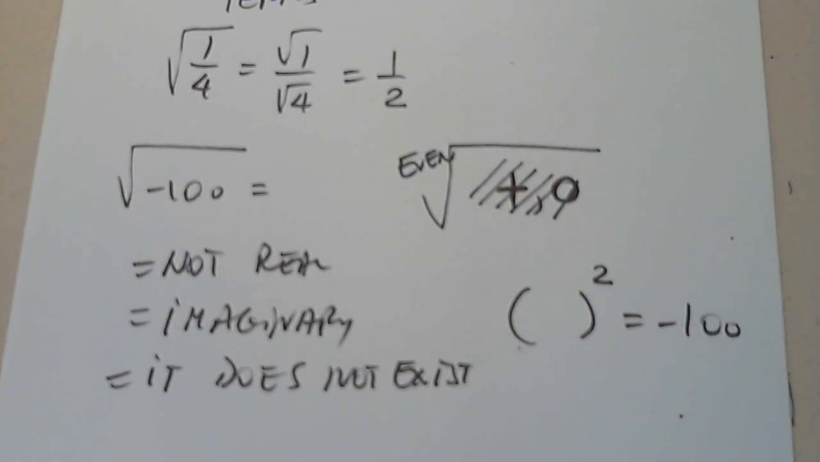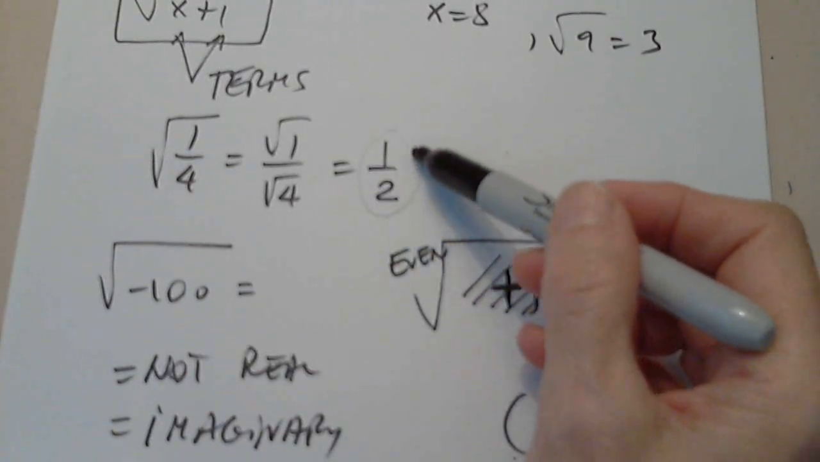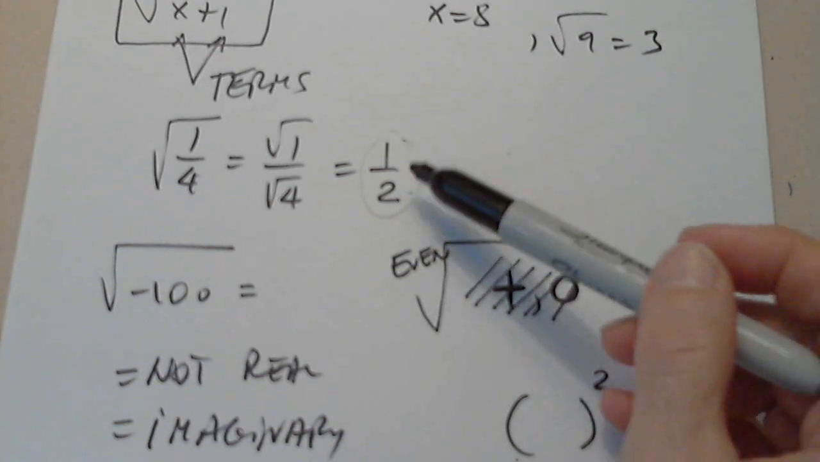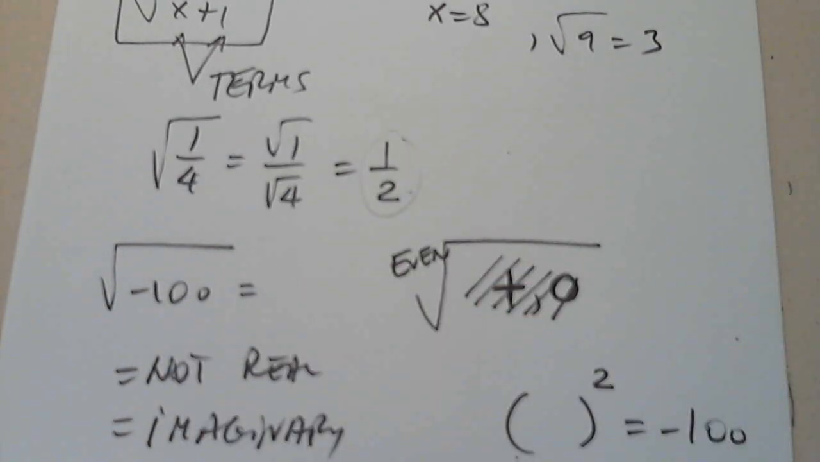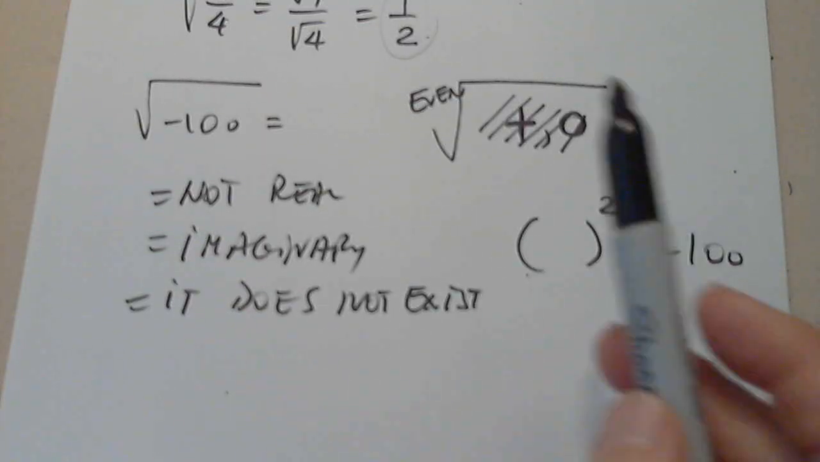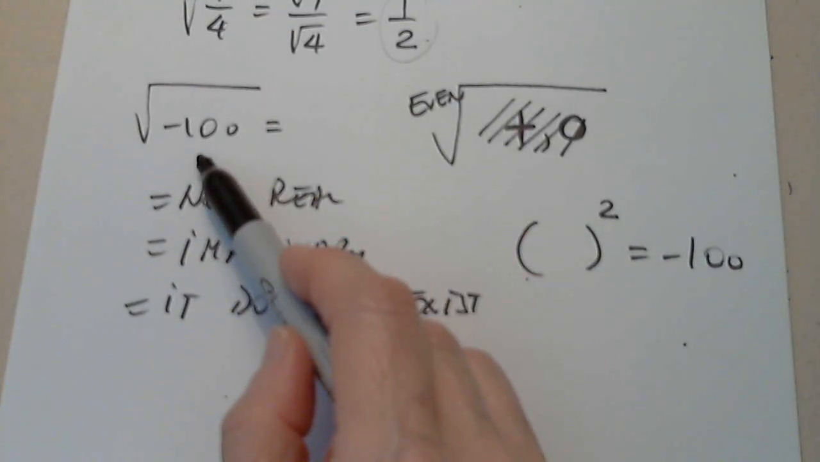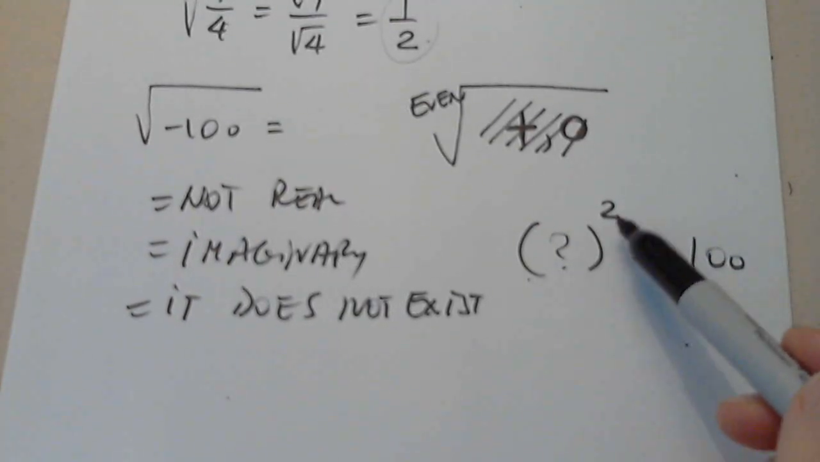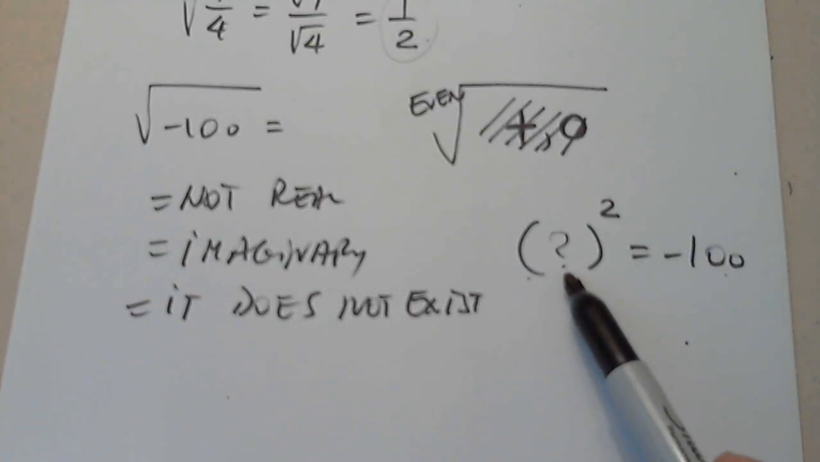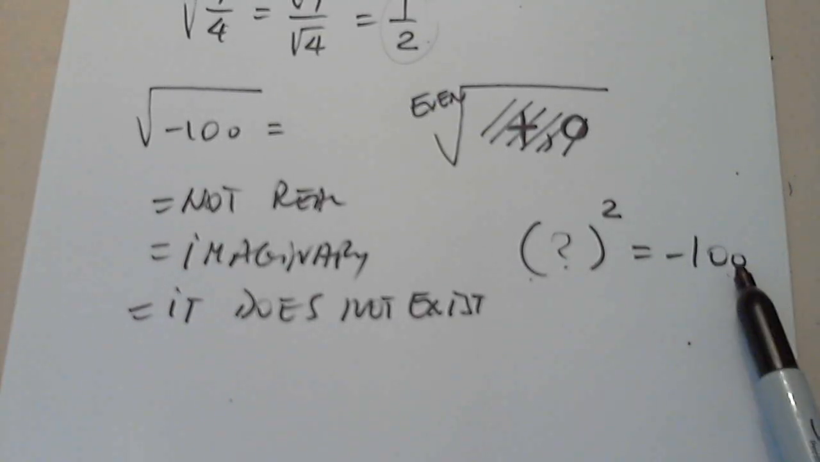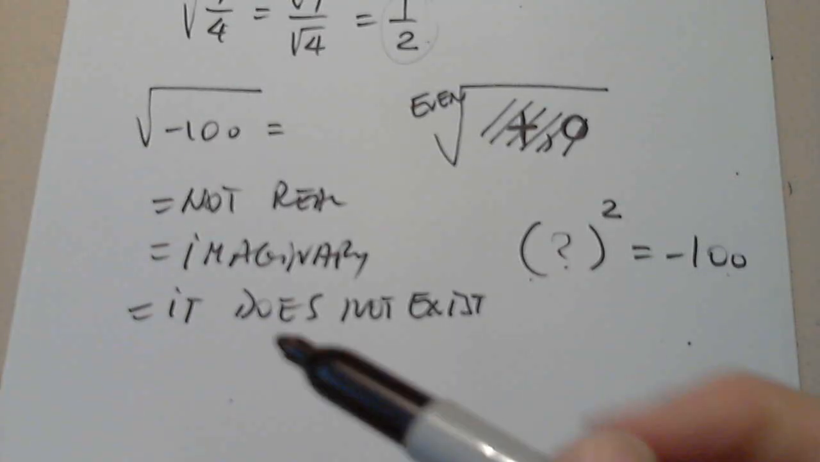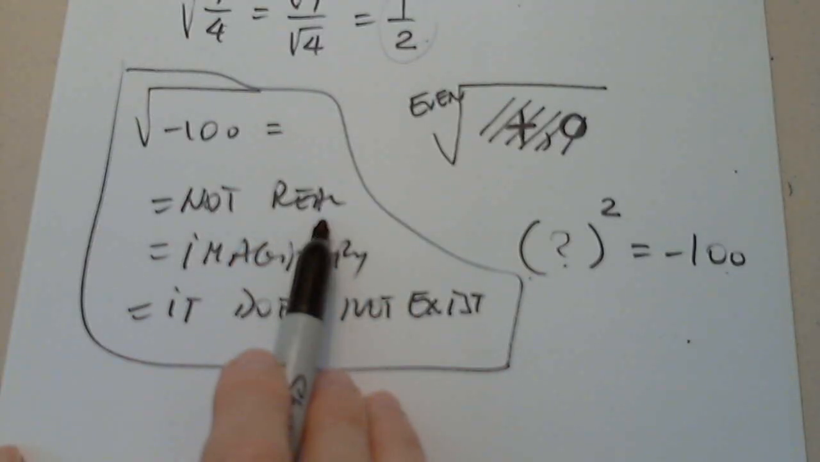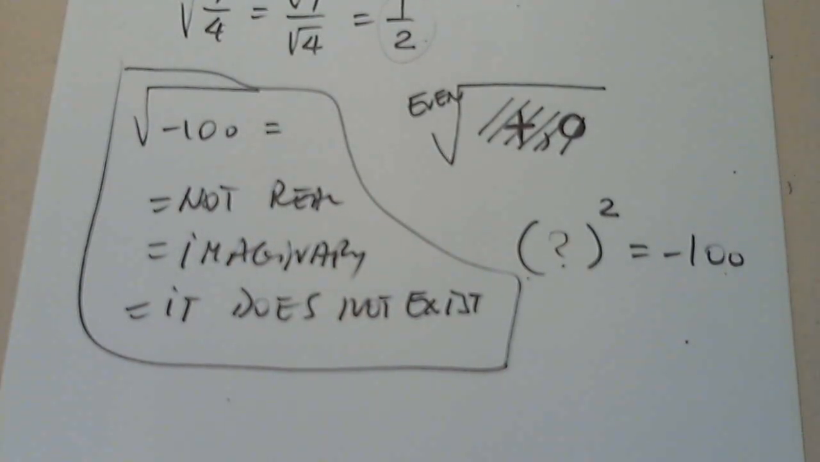That's what the question is all about. Do I have a real number that I squared to get 1/4? Yes, it's 1/2. I can square 1/2 to get 1/4. Do I have a real number that I squared to get negative 100? No. There is no such thing, because everything I square will be positive. I can never get negative 100. So I have to write that the answer is not real, meaning not a real number.